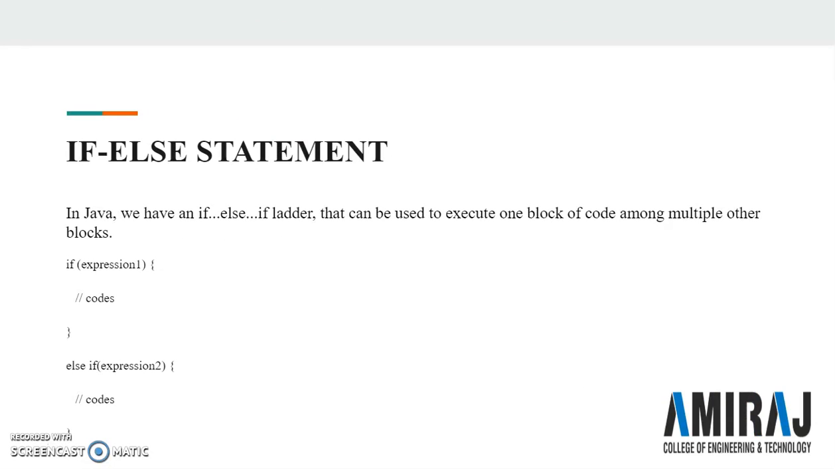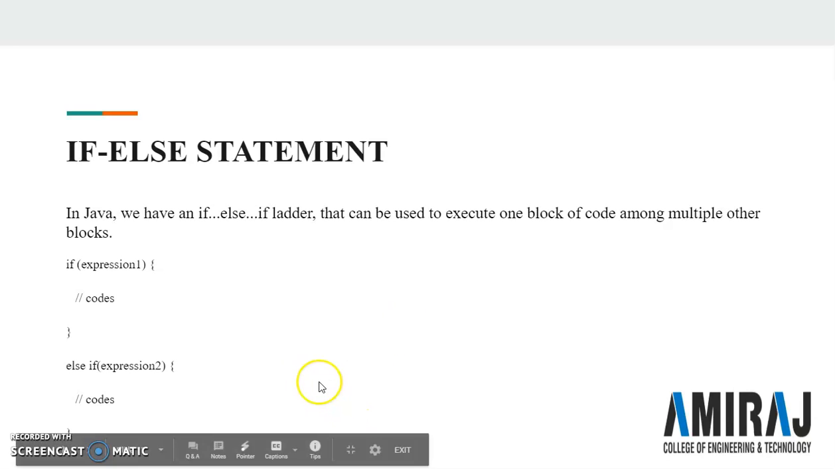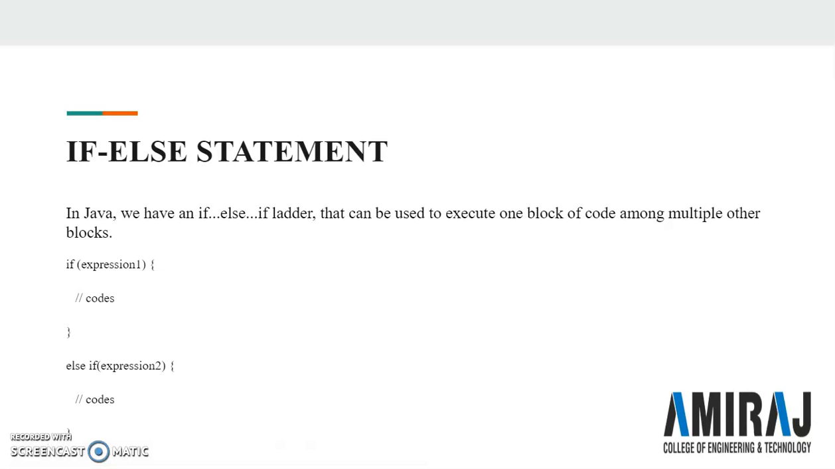After nested if, else if is used to execute one block of code among multiple other blocks. Meaning you have multiple conditions, more than one condition at a time, you can use the else if statement. In else if statement syntax there is one if statement, one else statement, and multiple else if statements.